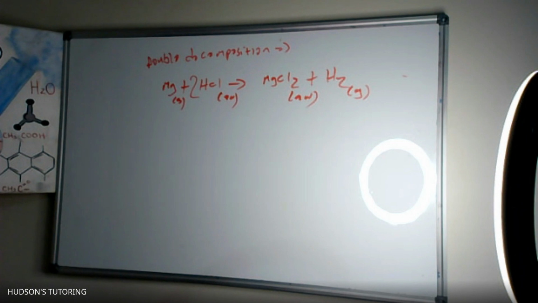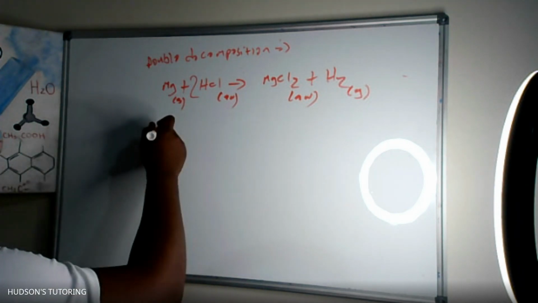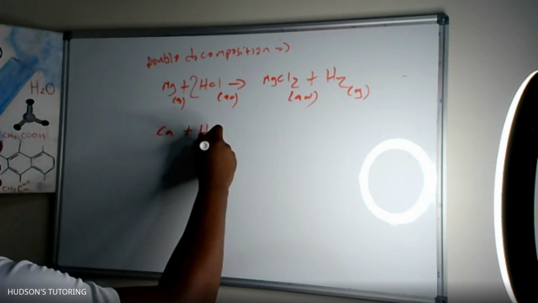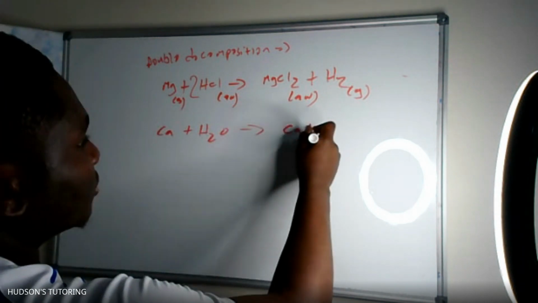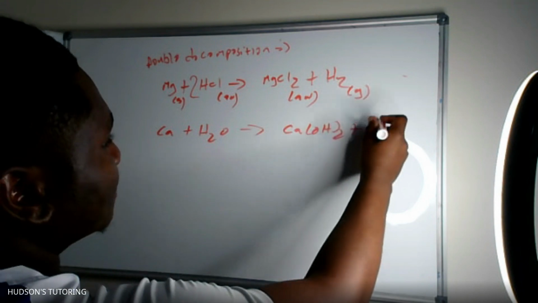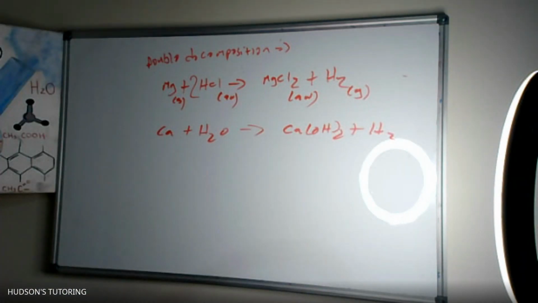All right, good. Let's try one more example in terms of balancing, and then we'll go to ionic equations. All right, let us see what we have. Calcium reacted with water. This is going to give us calcium hydroxide plus hydrogen gas. Tell me what I need to do to balance this.